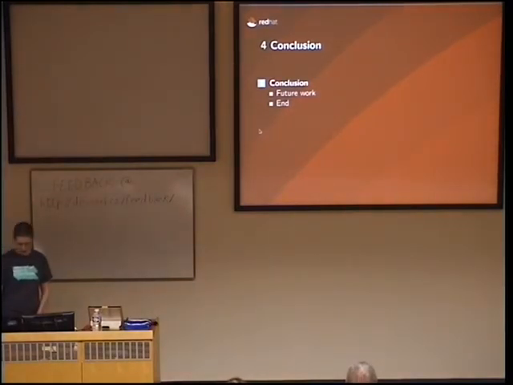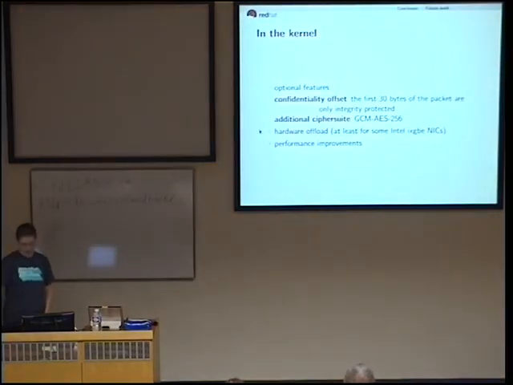So, in conclusion, I'm going to tell you a bit about what remains to be done for MACsec. In the kernel, for now, the implementation doesn't have some optional features of MACsec. One of these features is a confidentiality offset. You could decide that the first 30 bytes of your packet are not encrypted, only integrity protected. For example, that means that your IP header would be visible to the switches in the middle. And there's also an additional cipher suite that has been standardized, which uses 256 bit keys.